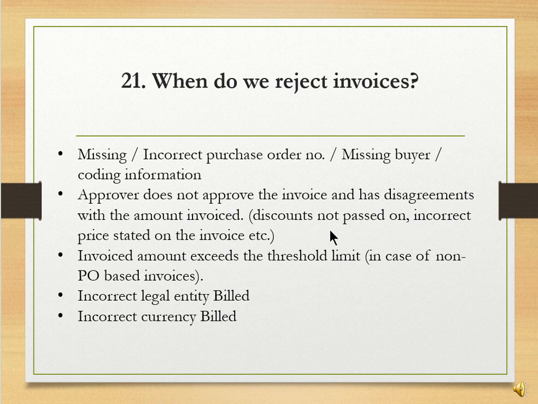There is a dispute, then the approver does not approve. At that time we reject. Discounts not passed on or incorrect price stated on the invoice are some of the examples. Invoice amount exceeds the threshold limit in case of non-PO based invoices, and incorrect legal entity billed. If our entity name is incorrectly mentioned, then we reject the invoice.